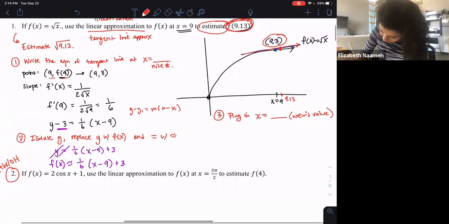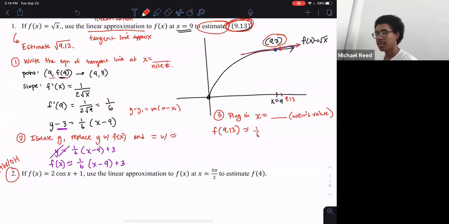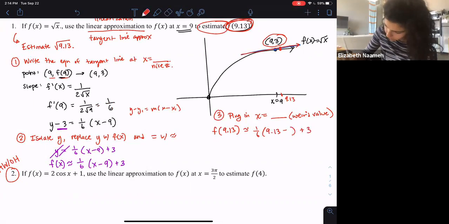So let's do it. I'm writing f of 9.13. That's what I want to approximate. Now, everywhere I see an x, we're plugging in 9.13. Tell me what to write. 1 over 6, parentheses, 9.13 minus 9, parentheses, plus 3. Very good.